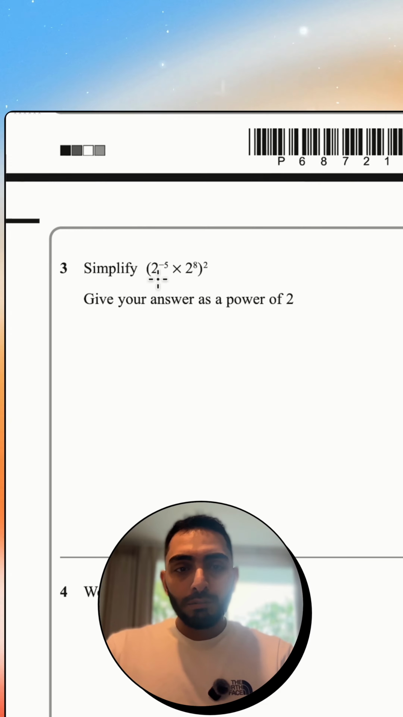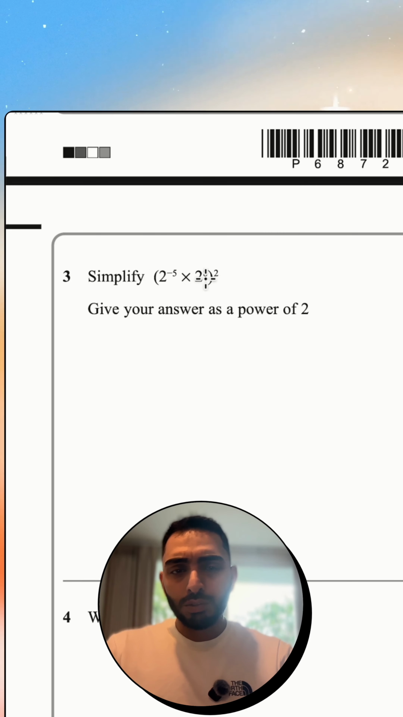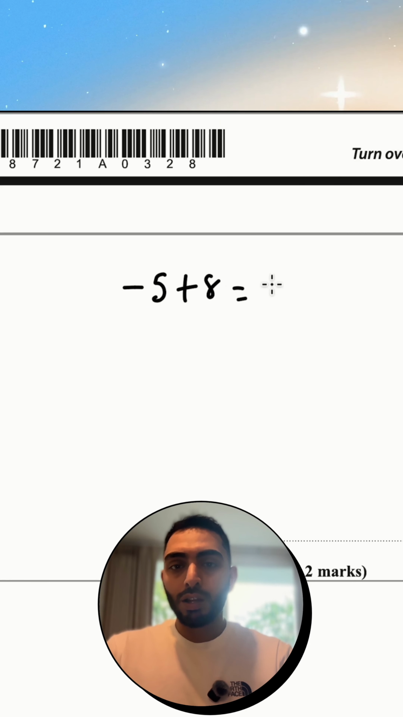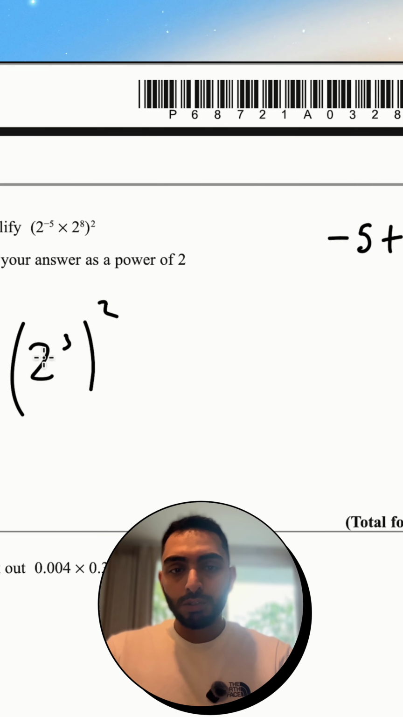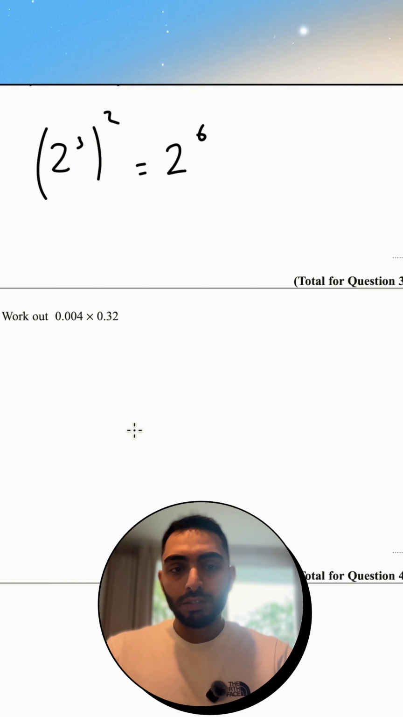Question 3. Simplify 2 to the power of negative 5 times 2 to the power of 8, all to the power of 2. Let's combine these two together. So if we're multiplying and we have the same bases, we're just going to add the powers. Minus 5 plus 8, which gives me 3. So I've got 2 to the power of 3, to the power of 2. Power to a power, you multiply them together. So it's 2 to the power of 6.